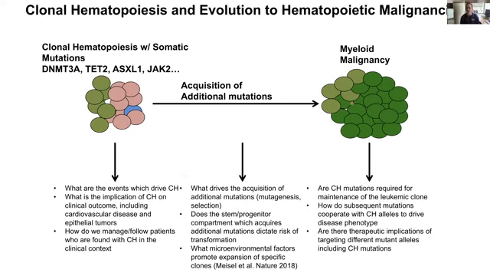Is it the order of events that has to occur? Is it the specific stem or progenitor cell subtype that acquires mutations? Is it the microenvironment, the microbiome, immunological surveillance? And then last and not least, we need to understand, what do we target?